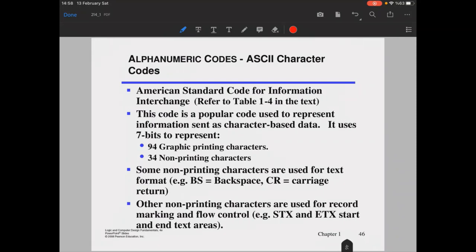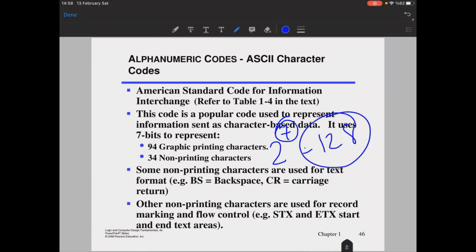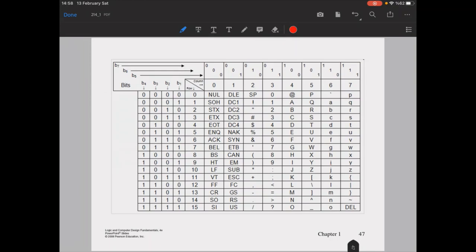The alphanumeric codes are represented as ASCII characters, which stands for American Standard Code for Information Interchange, and this code is a popular code representing some printing characters and 34 non-printing characters as well, including backspace and carriage return. The thing is, it uses 7 bits to represent. If you have 7 bits, it means that you can represent up to 128 symbols, right?